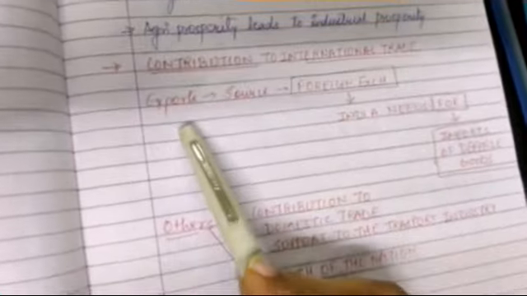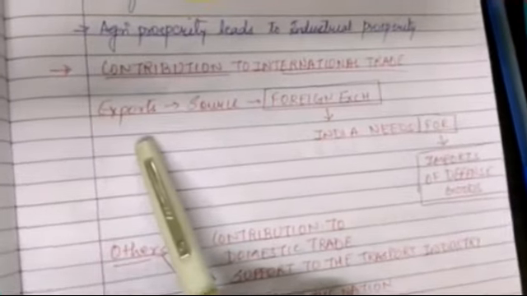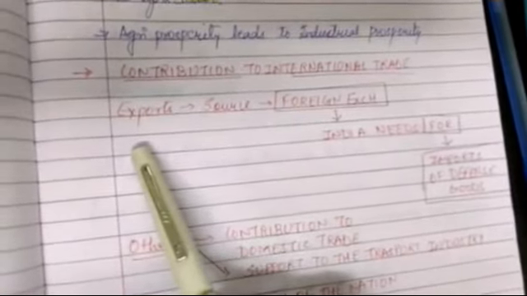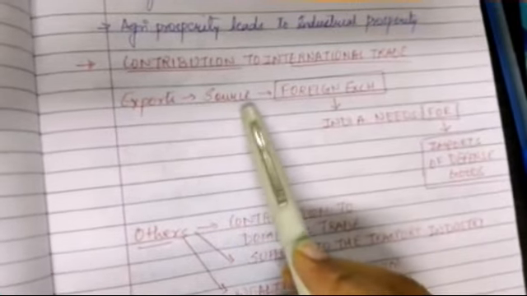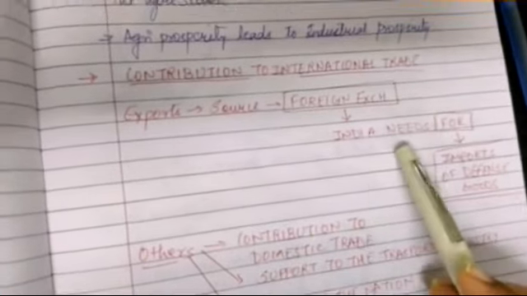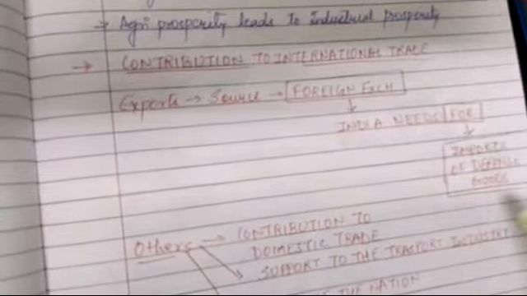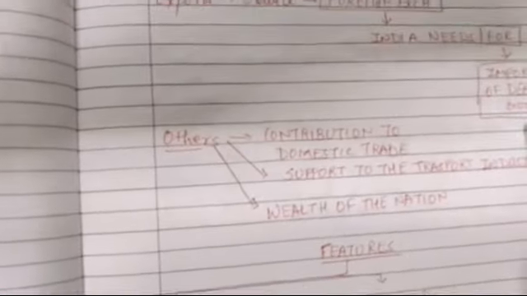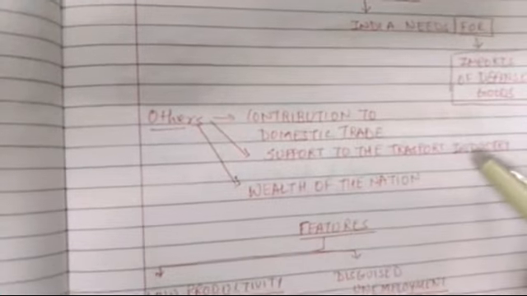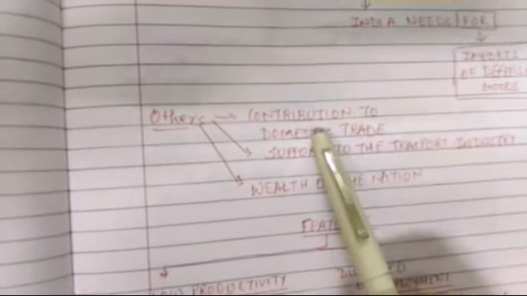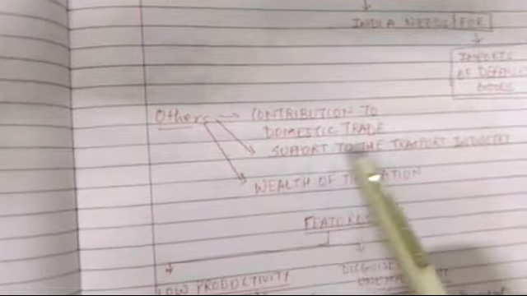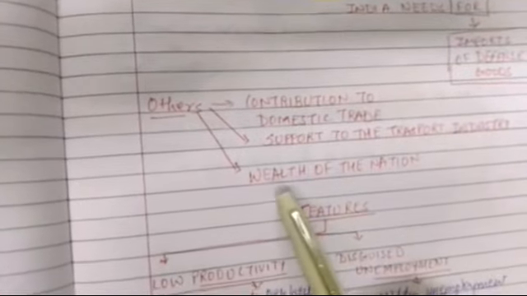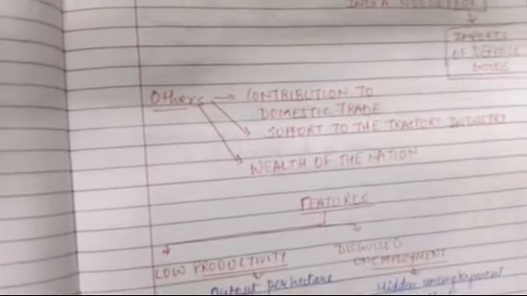When I talk about contribution to international trade, it means exports, which are a source of foreign exchange. India needs this for what? For imports of defense goods and services. There are other points of importance, like contribution to domestic trade, support to the transport industries, wealth of the nation, and so on.